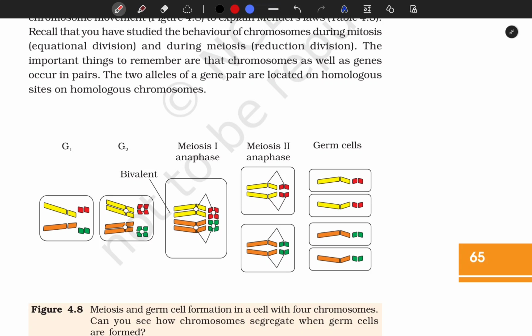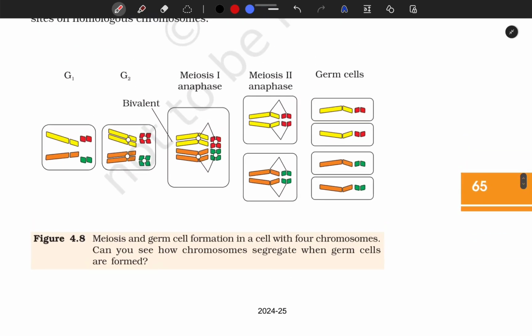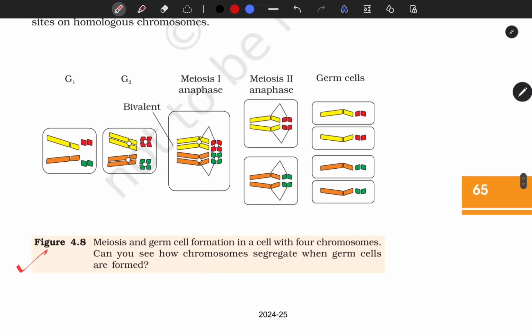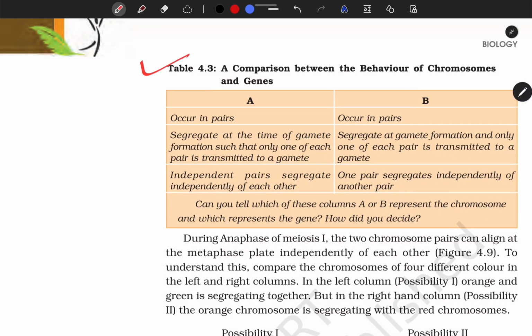The two alleles of a gene pair are located on homologous sites on homologous chromosomes. Figure 4.8 shows meiosis and germ cell formation in a cell with 4 chromosomes. Can you see how chromosomes segregate when germ cells are formed? Table 4.3 shows a comparison between the behavior of chromosomes and genes.